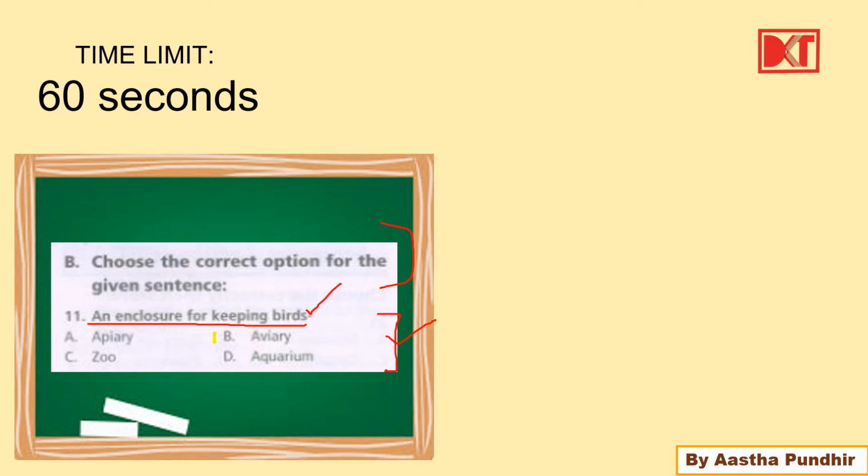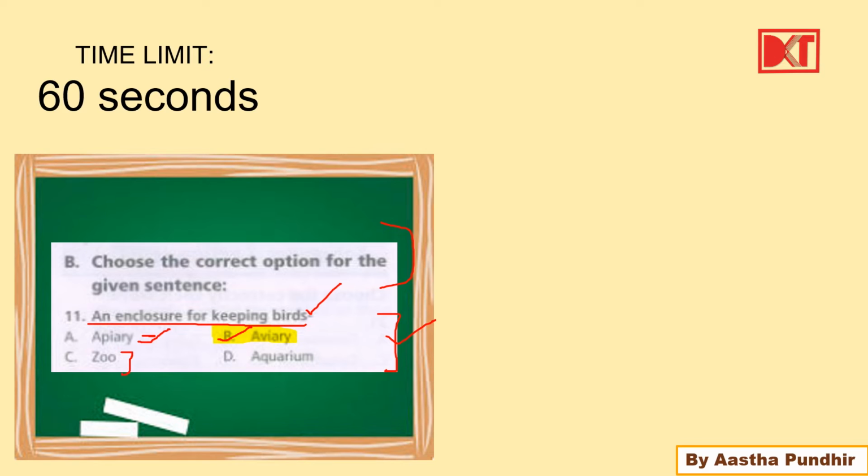Here the correct answer is B, aviary. Now an aviary is a place which is used for keeping birds. All right, that is an aviary. Now the other ones: apiary. Apiary is the enclosure where honeybees are kept. All right, so apiary you can call it an enclosure for honeybees.